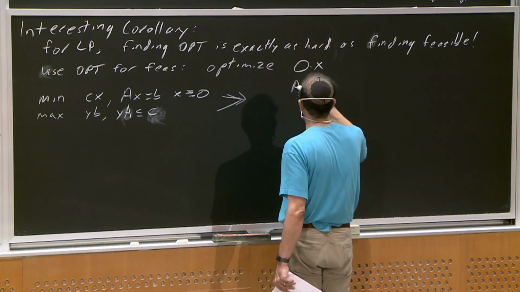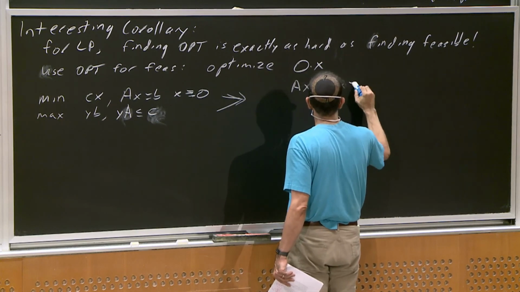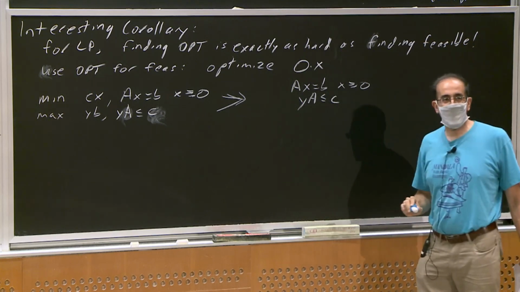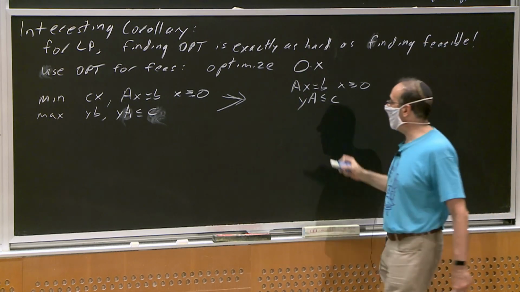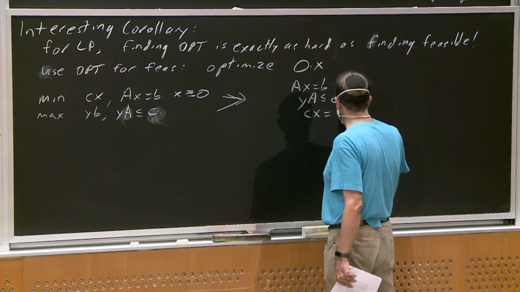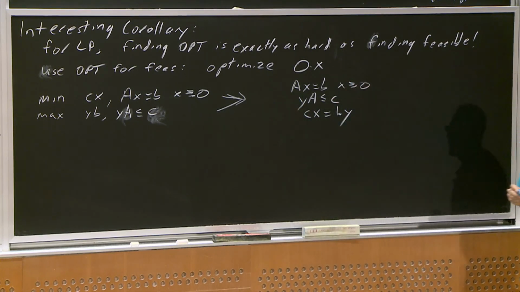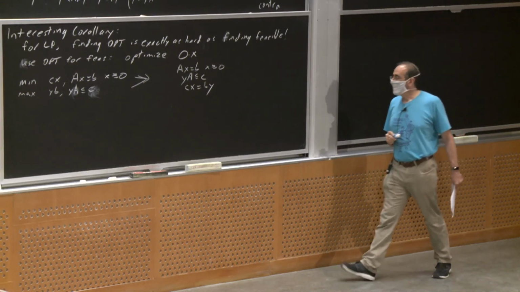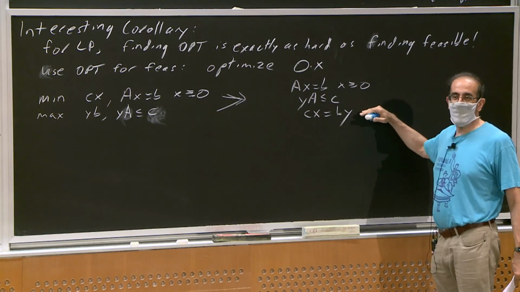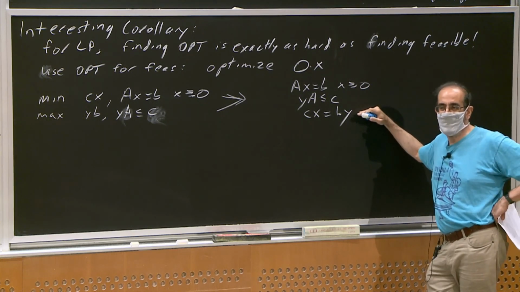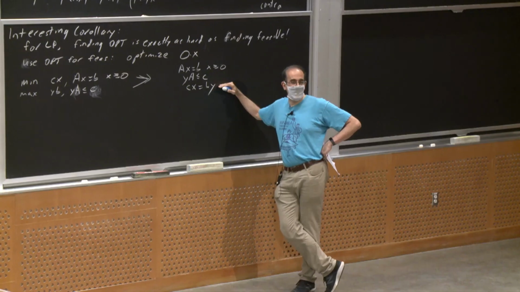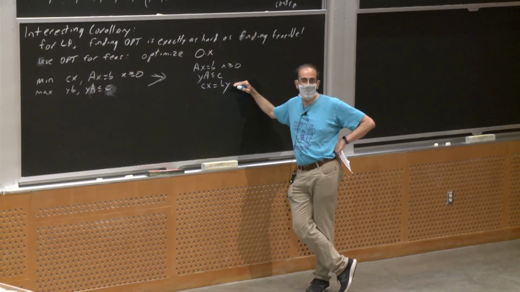and say, yes, I need an Ax equals b, and an x greater than or equal to 0, and a yA less than or equal to c. But now I just add strong duality, which is, after all, a linear constraint. I say cx equals yb. Right? So all I've done is I've added a constraint saying whatever feasible points that you find have to satisfy strong duality. And we know that they exist because we've just proven strong duality.